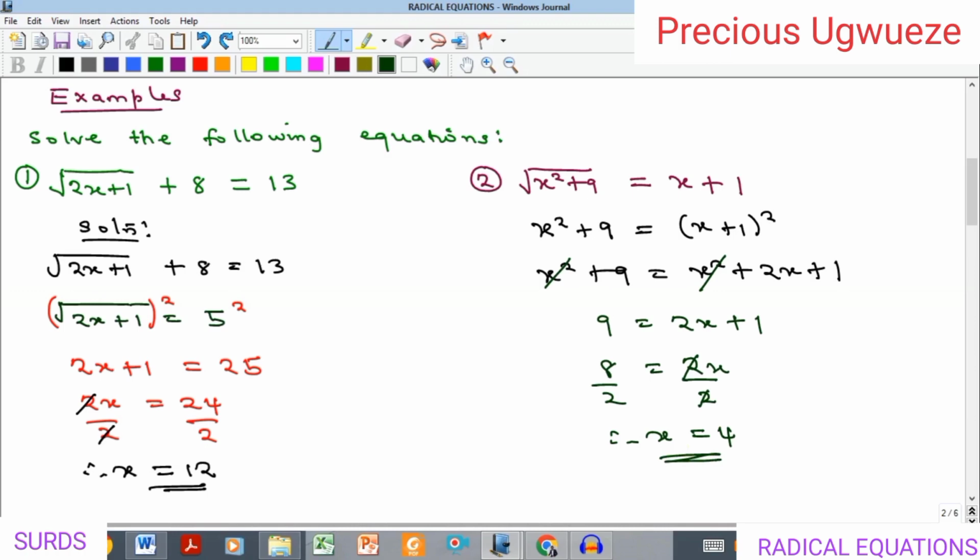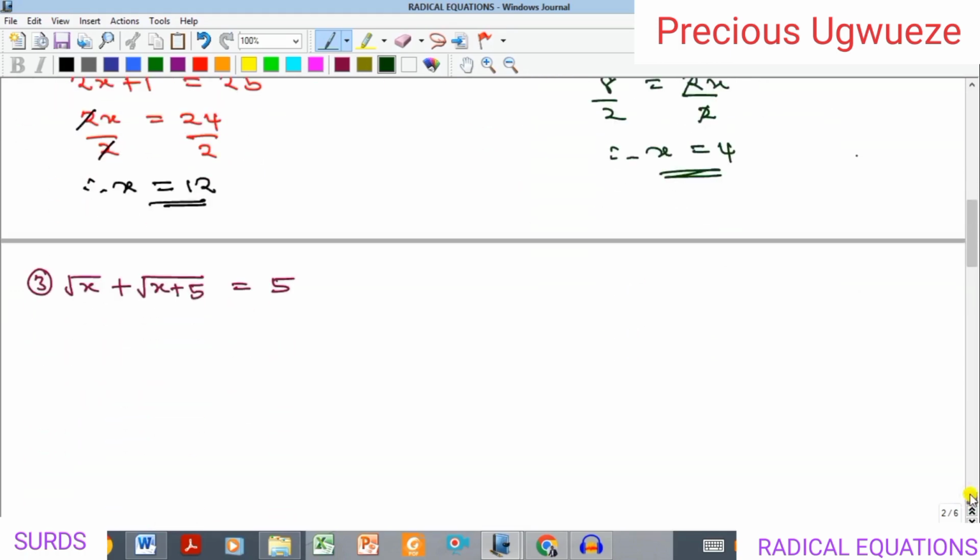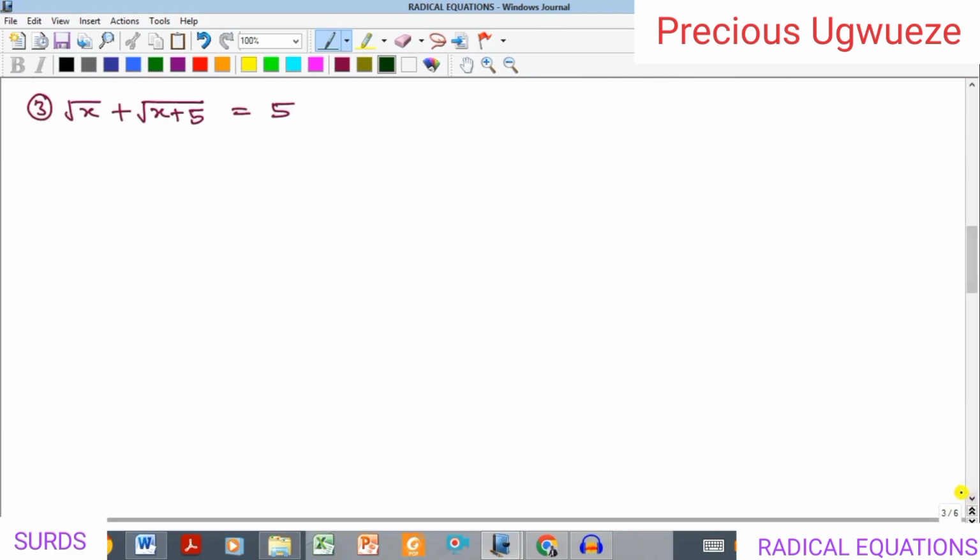Okay, so for the third example, we are going to have the square root of x plus the root of x plus 5 equal to 5, and we're asked to solve. So what do we do first? Remember, everything on the left-hand side now are radicals, and in this case there are 2 of them, and then on this side you have just 5.